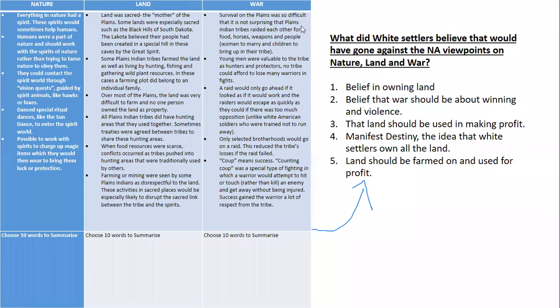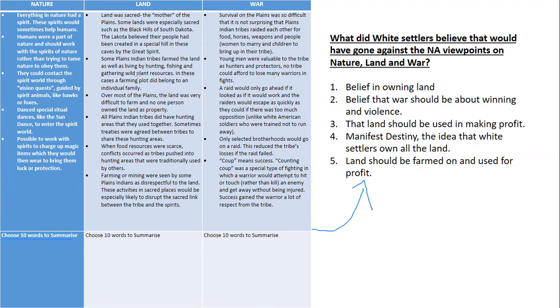In regards to nature, we've mentioned this previously, but it's important we go over it again. A good little task here, you lot, is to choose 10 words to summarize each one. Everything in nature had a spirit. These spirits would sometimes help humans. Humans were a part of nature, and they should work with the spirits of nature rather than trying to tame nature to obey them.